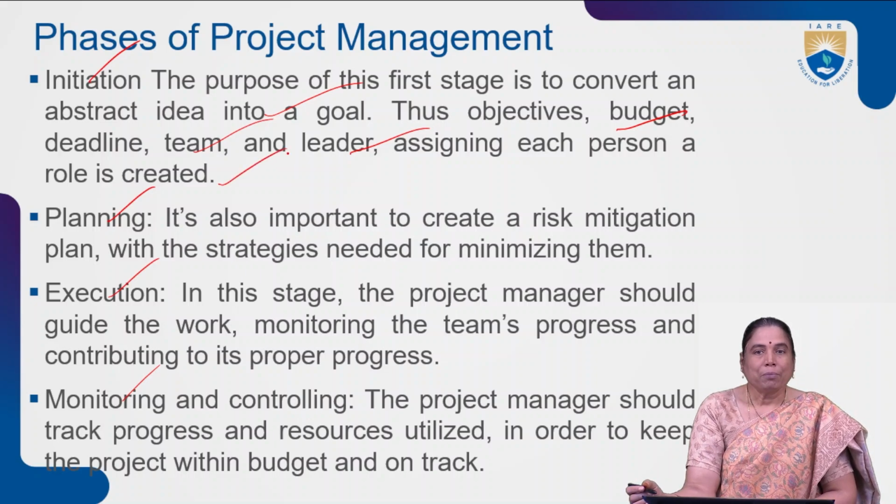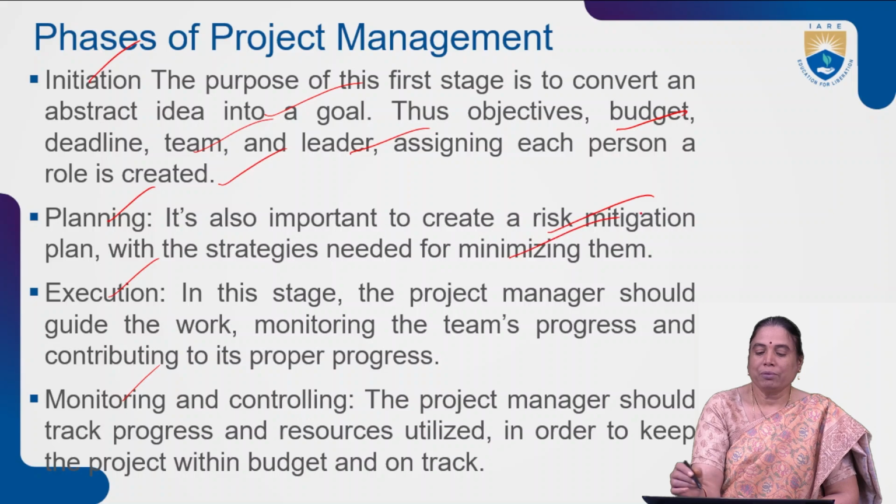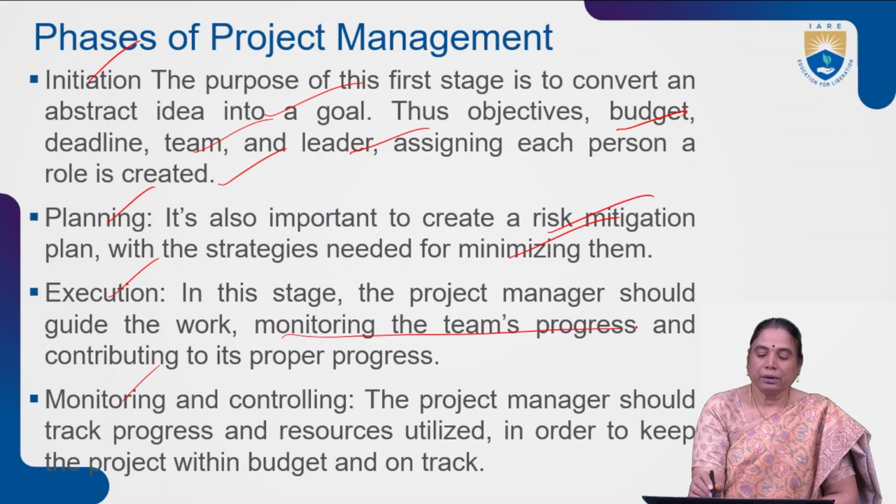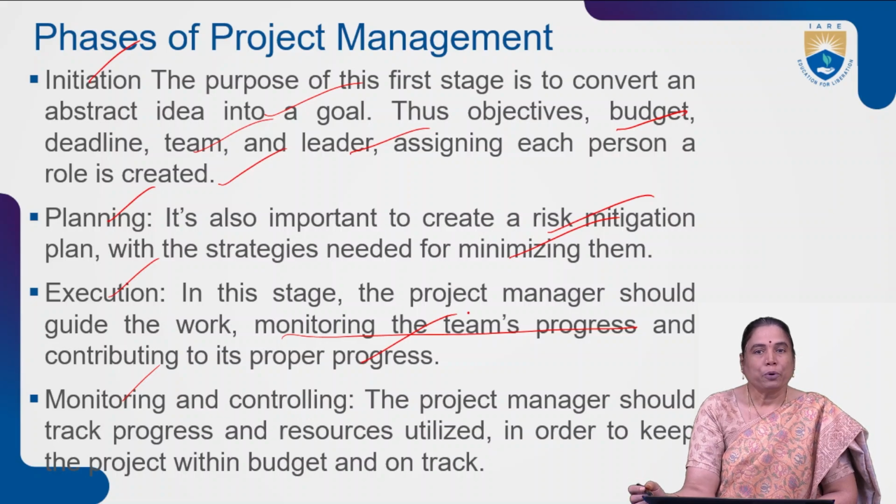The planning activity is the second phase, and it is an important phase, which is used to create a risk mitigation plan with the strategies needed for minimizing risks. Risks must be identified and proactive strategies must be established during the planning phase. The next phase is execution. In this stage, the project manager should guide the work, monitor the team's progress and contribute to proper progress.